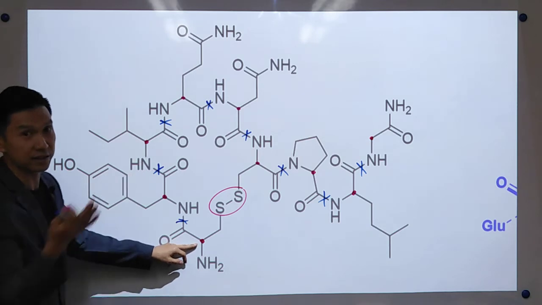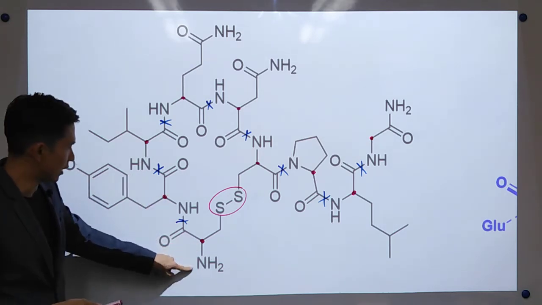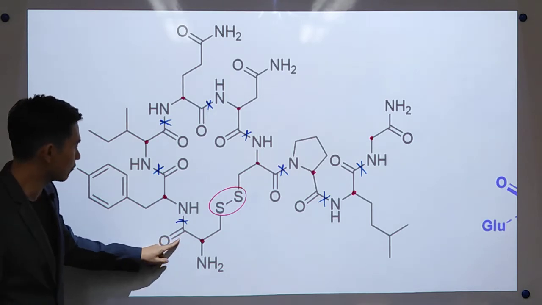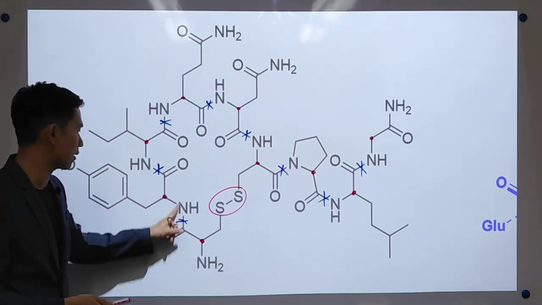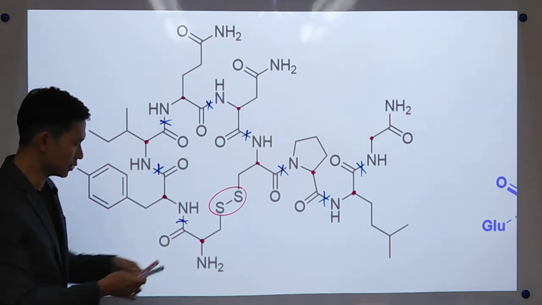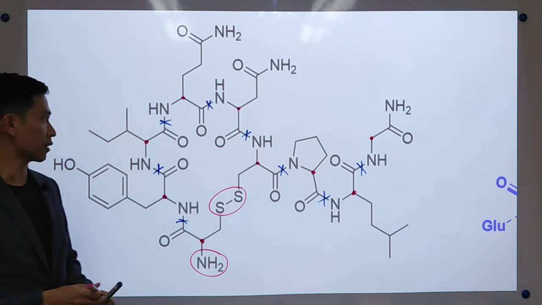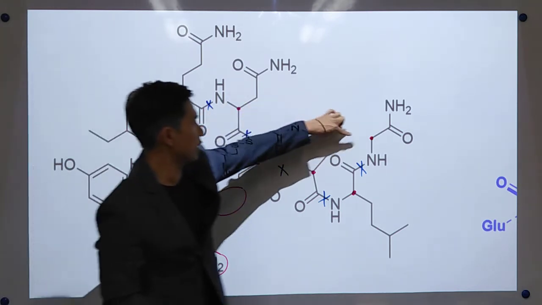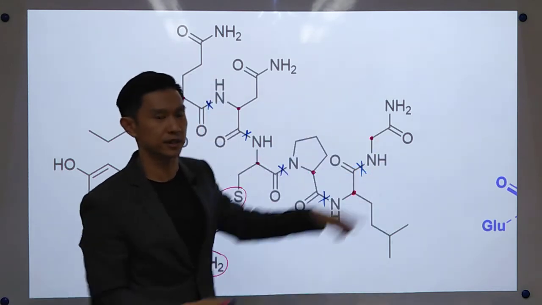The first dot or the last dot, we don't really know, so we have to find out. This dot, you have N and carbonyl. This carbonyl links with a peptide bond already, so this one shall be the N terminus. And for that one, N is linked down here with the peptide bond, so the carbonyl is the C terminus.